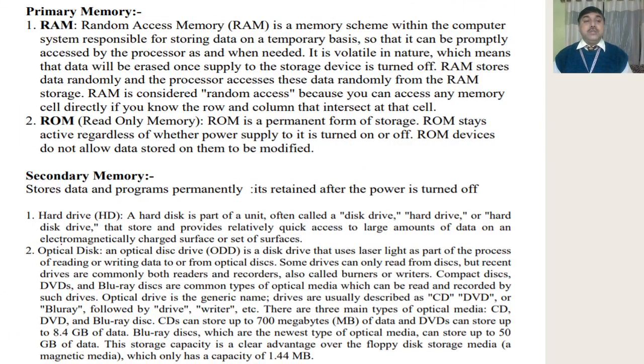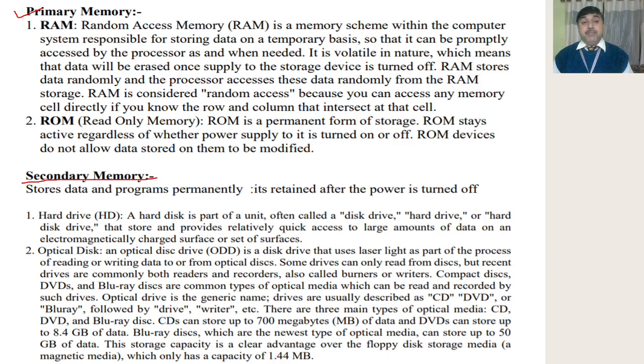Next, I am going to discuss the memory system. What type of memory can you see here? I have written primary memory and secondary memory. Primary memory means primary, which is main. This particular memory is divided into two parts. What are they? You know it very nicely: RAM and ROM.